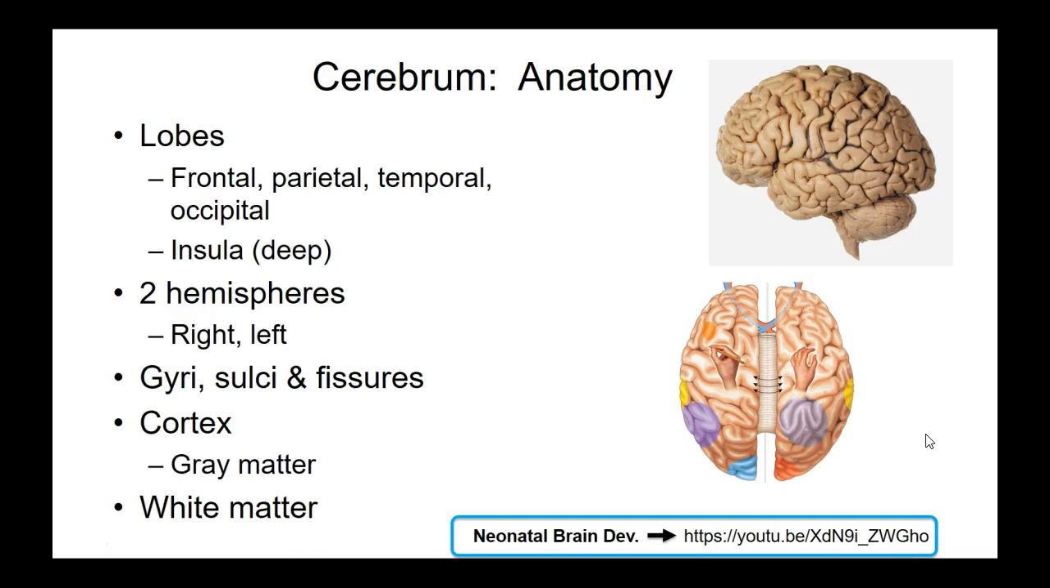Not surprisingly, just like when we looked at the spinal cord for anatomy, we have gray and white matter. So what are we finding in white matter? Myelinated axons. Same thing as in the spinal cord, right? In gray matter, we're going to find what structures of neurons? Yes, dendrites, cell bodies, and so forth.